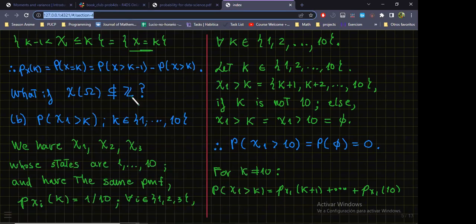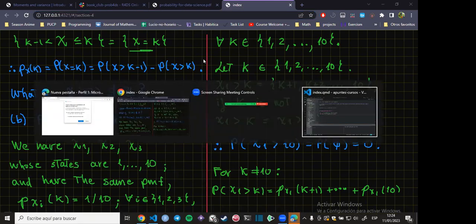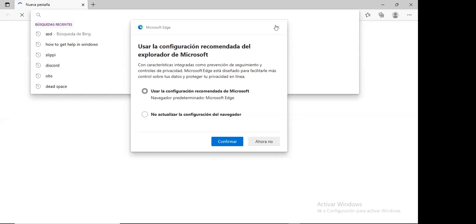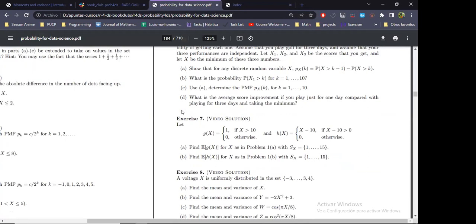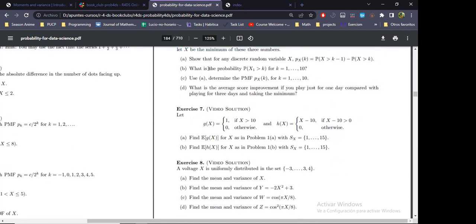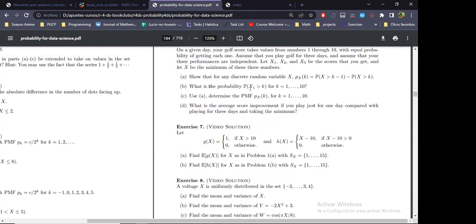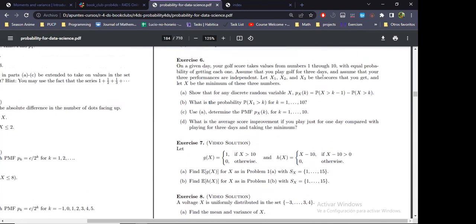Okay. So now those events do coincide, so we can simply, so we get the formula. Now, they ask us, what is it? Now for the actual variables that were discussed in the exercise, they ask us, what is the probability that X1 is greater than K? Remember X1 were the scores that you get, so integer values between 1 and 10.